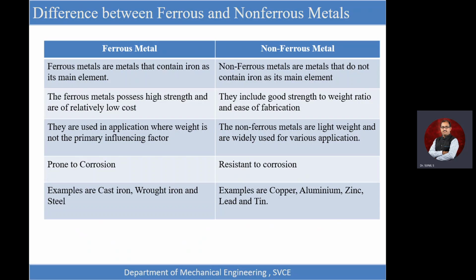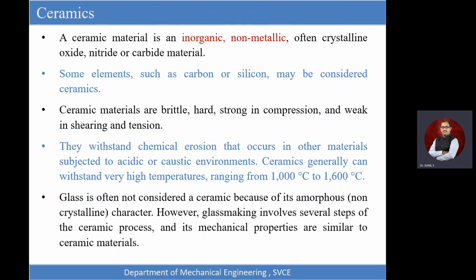Some of the examples I have listed: cast iron, wrought iron, pig iron, whatever we discussed, are all ferrous metals. Copper, aluminium, zinc, lead, tin, gold, silver are all non-ferrous. So at this point, we have stopped. We have completed metals. Coming to the next, ceramics.